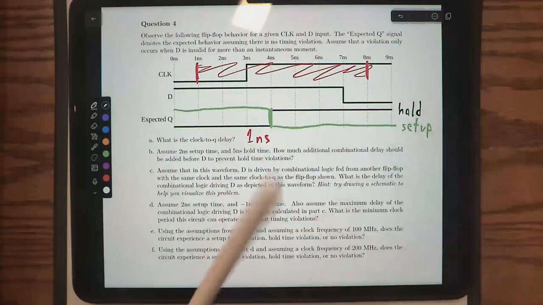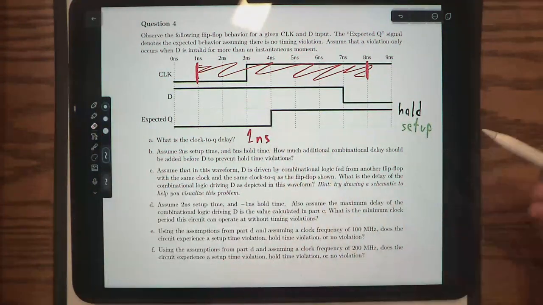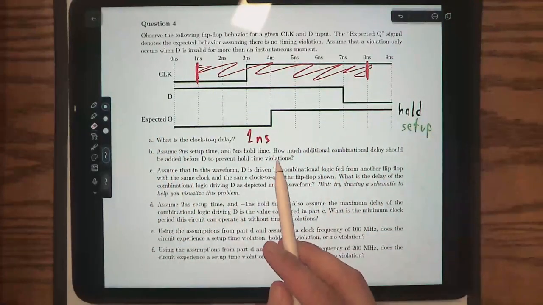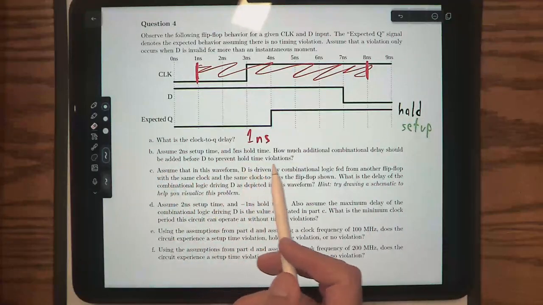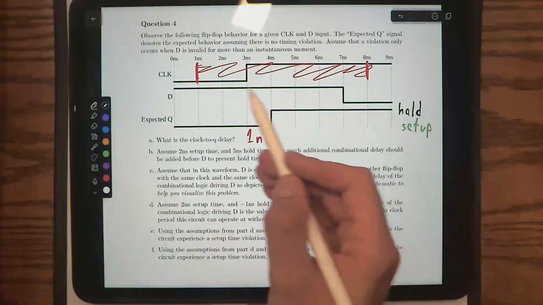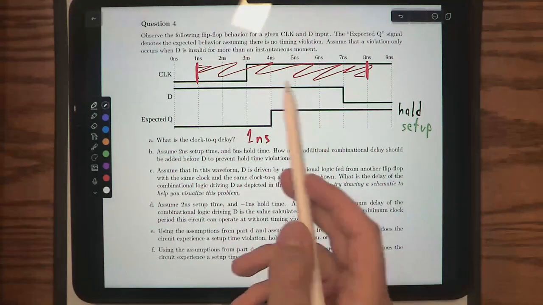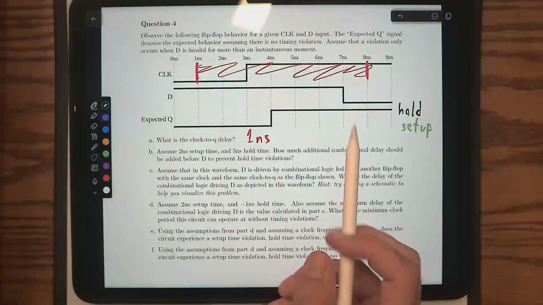But this is given to you, that this will create a hold time violation in this case. And now the question is, how much additional combinational delay should be added before D to prevent hold time violations? In other words, we have this D right here. How much do we have to shift it over by? How much additional delay do we have to add to it in order to make it no longer have a timing violation?